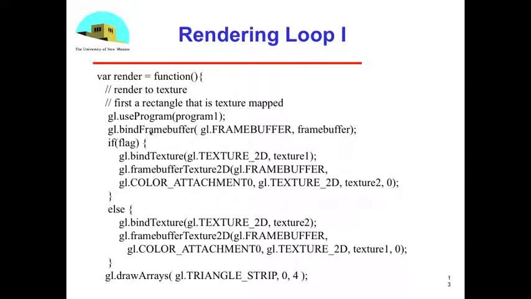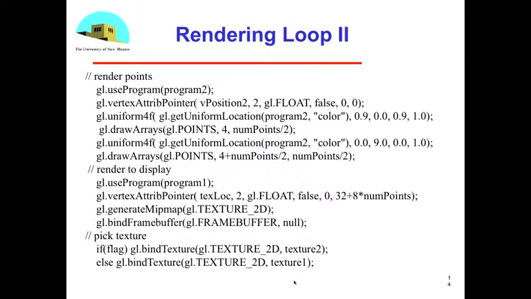Okay, I set up a frame buffer object before I do that, and then decide which one I'm going to use. At the end of this, I'm going to render just a triangle strip with 4 vertices, which is putting out that rectangle, which this texture map will be used for.